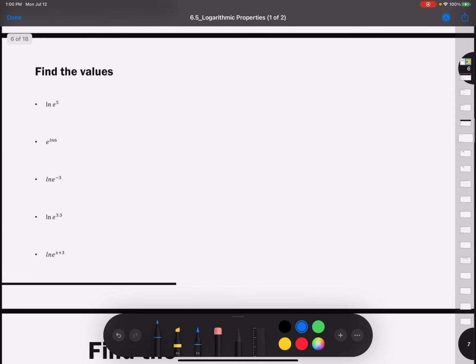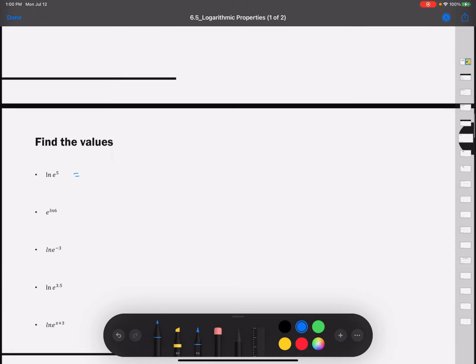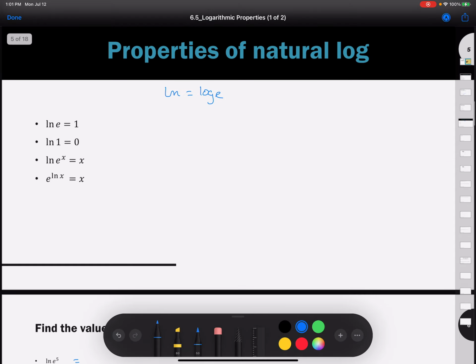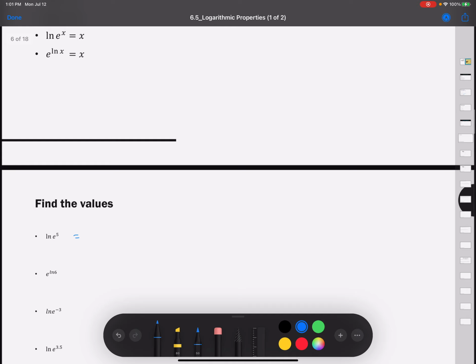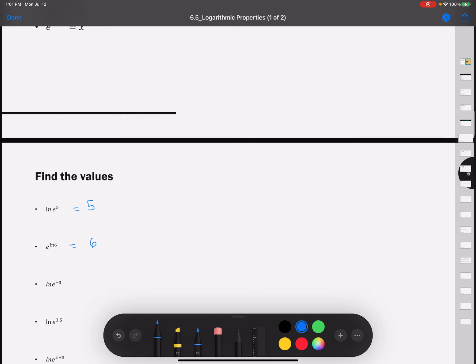Find the values. Natural log of e to the 5th is going to equal 5, based on the third property. e to the natural log of 6 is going to equal 6, just based on the properties above.